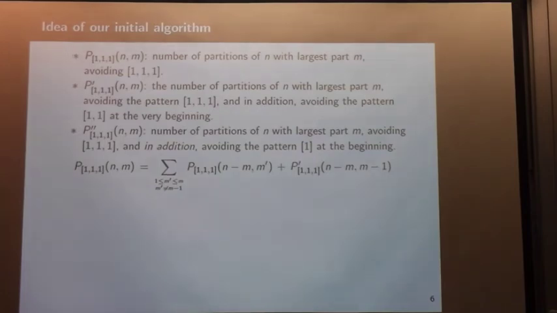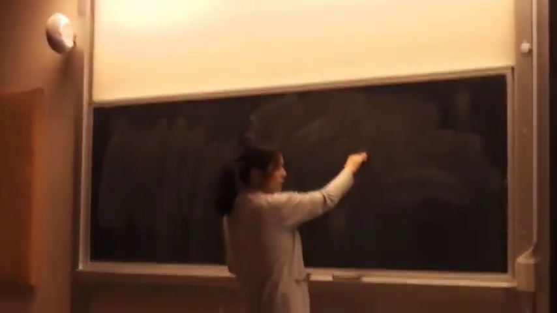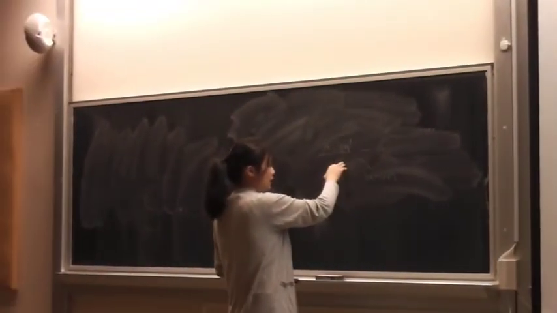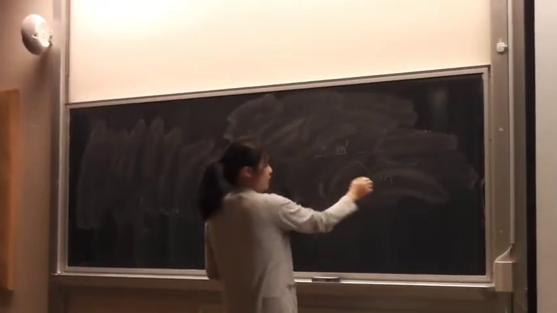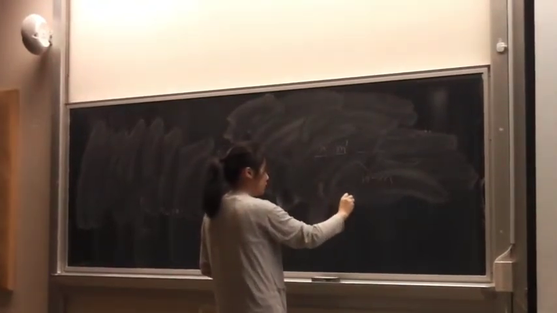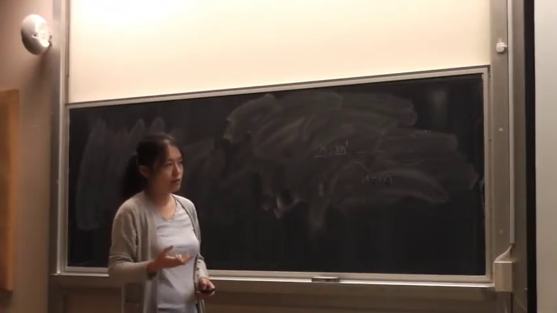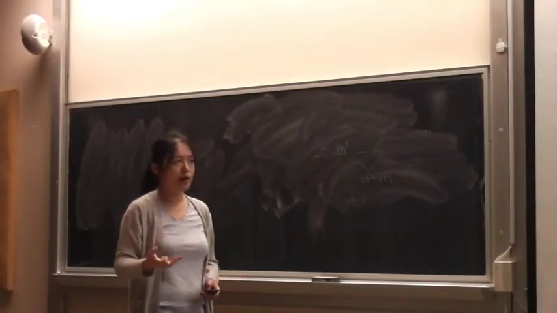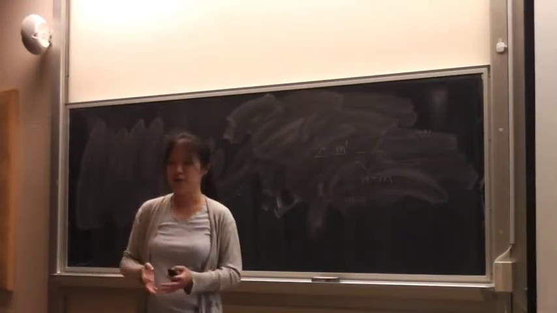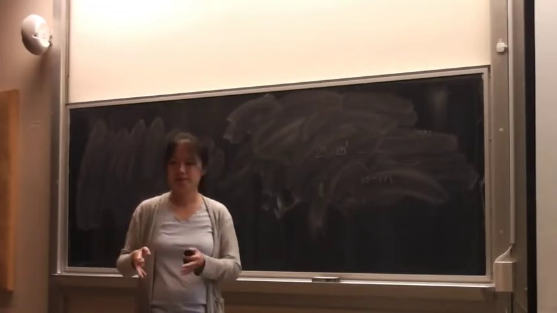Okay, so why do we have this first equation? Same idea: we start with a partition that avoids 111 globally and has the largest part being m. We chop off the largest part m. Let's say the second largest part is m prime. So we are left with a partition of n minus m, right? So if m prime is equal to m minus 1, the resulting partition not only has to forbid 111 globally, it also has to forbid 11 at the very beginning. Because otherwise, if we add back the m, we will get a 111 pattern.